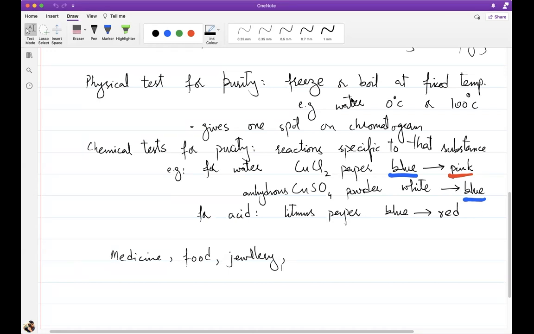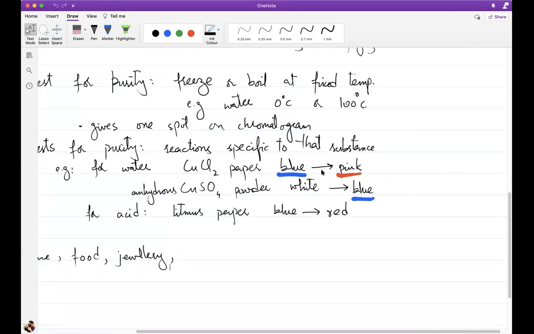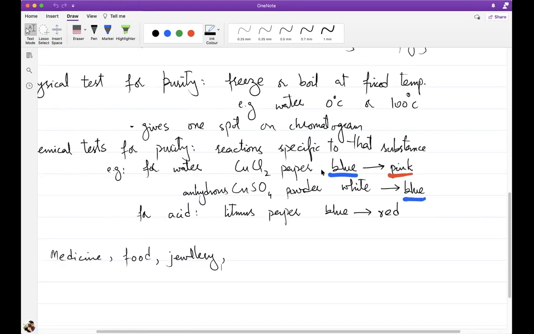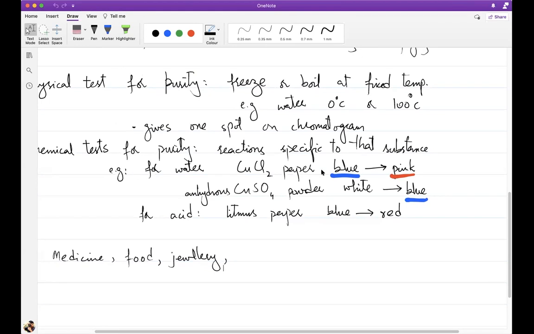And some reactions that we need to memorize are that water will show these two color changes. With copper(II) chloride paper, it converts from blue to pink. And anhydrous copper(II) sulfate goes from white to blue when it comes into contact with water. Then there are many different industries where purity is important, medicine and food being the foremost. And similarly, there are many different industries that make use of these separation techniques.